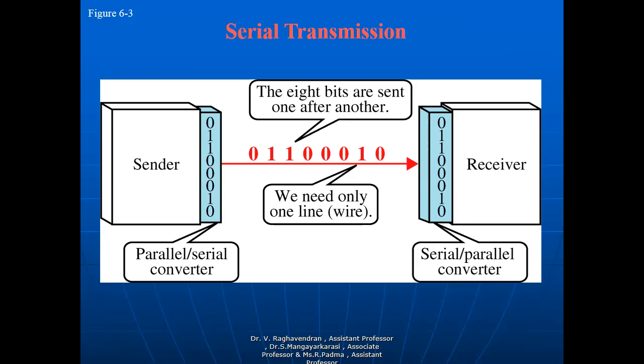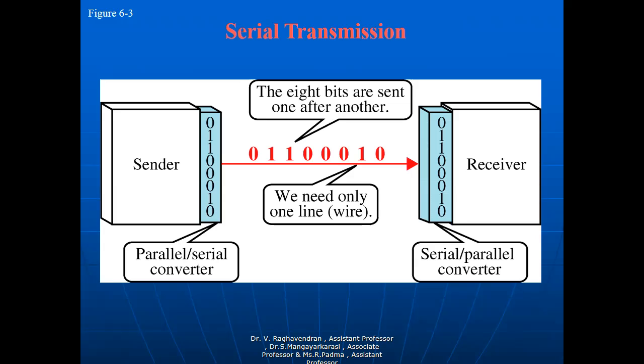The parallel-to-serial converter is used at the sender side. The serial-to-parallel converter is used at the receiver side. What is the purpose of these converters? On the sender side, the sender wants to send 8 bits, which are in parallel form. All 8 parallel bits are converted into one-by-one bits, and for that purpose we use the parallel-to-serial converter. The same can then be transmitted through the cable.